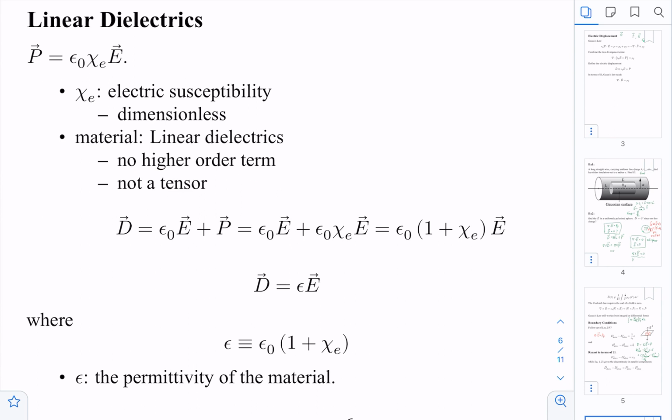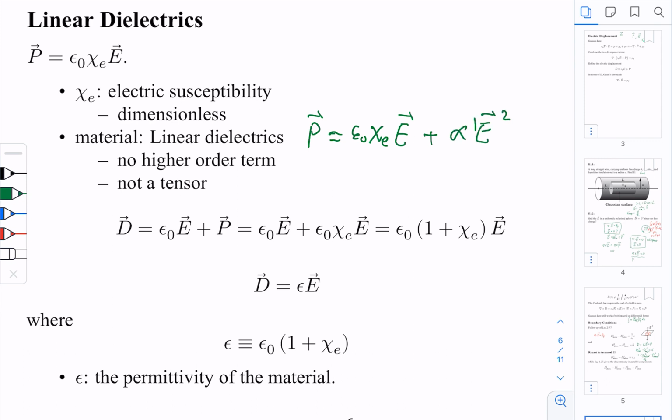What I mean is, in principle, the P could be proportional to the E, and also additional terms such as proportional to E squared, and all these higher order terms are thrown away, and this means only the linear term is left over.